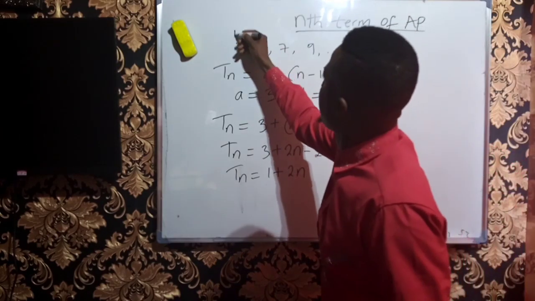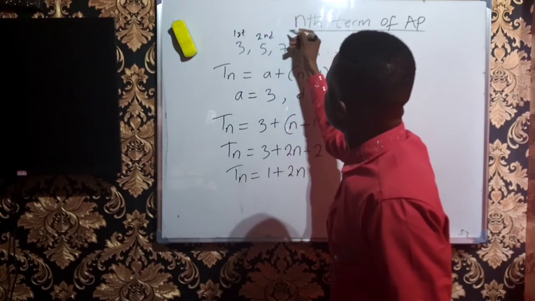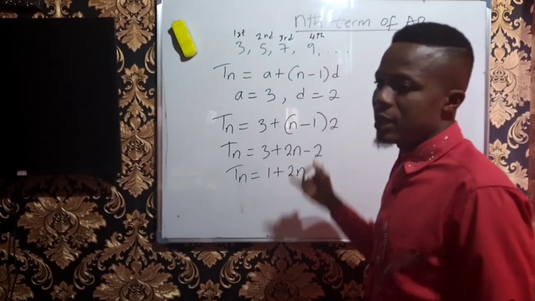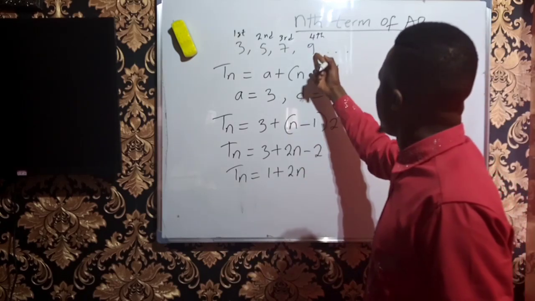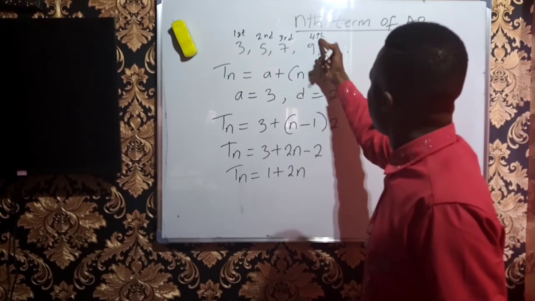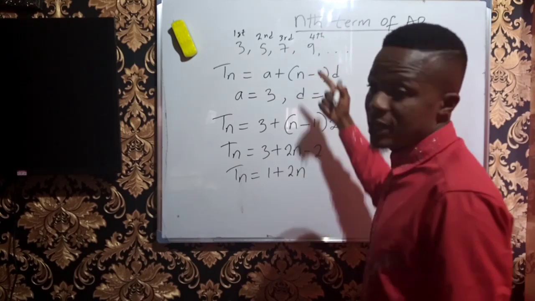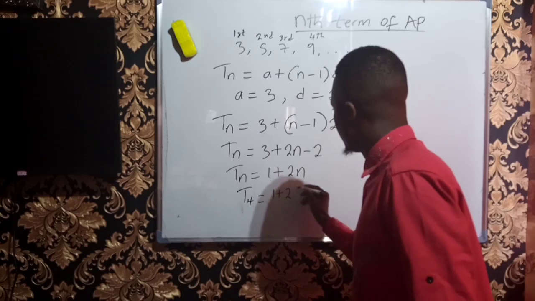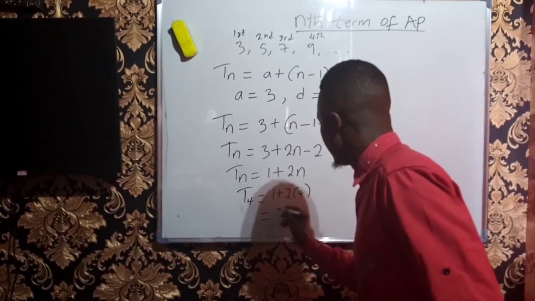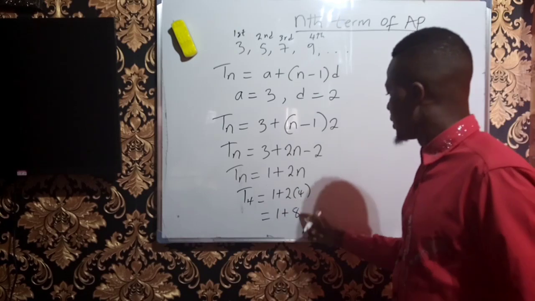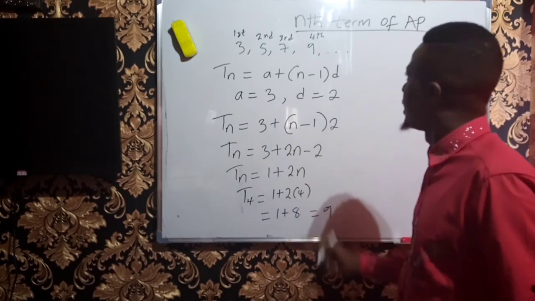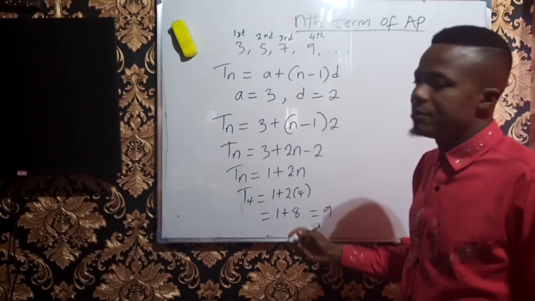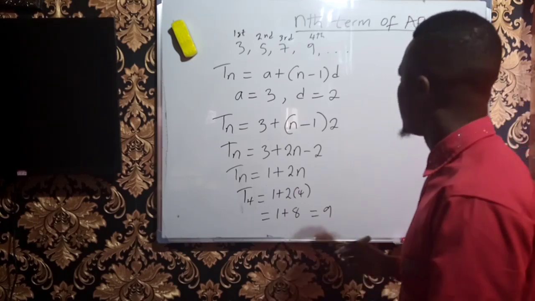For example, look at the first term here. This is the second term, third term, and the fourth term. Assuming I don't know this fourth term and I want to get it, it means that wherever I see n here, I will put 4. When I put 4 here, I must arrive at 9. So you can now see that T4 is 1 plus 2 times 4, which is giving me 1 plus 8, because 2 times 4 is 8, and when you add up, you are getting 9. Have you now seen this 9? So this nth term is just a formula that can be used to get various members of a given sequence.